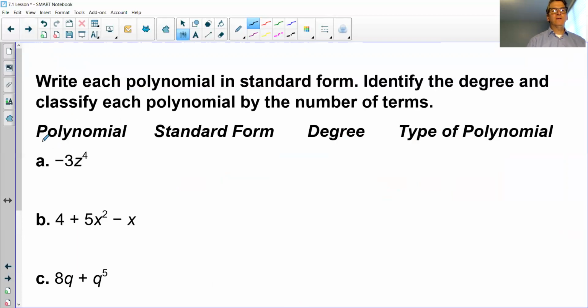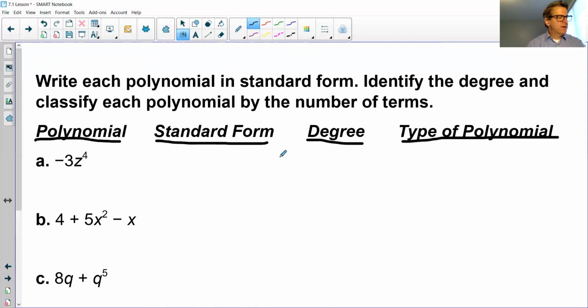On this example 2, we have the polynomial in this first column. We have a column called standard form, then a column called degree, and then we're going to talk about the type of polynomial. So if I put lines down here, this is 4 columns: polynomial, standard form, degree, and type of polynomial. So in this slide we're determining the degree, classifying the polynomial, and rewriting it in standard form.